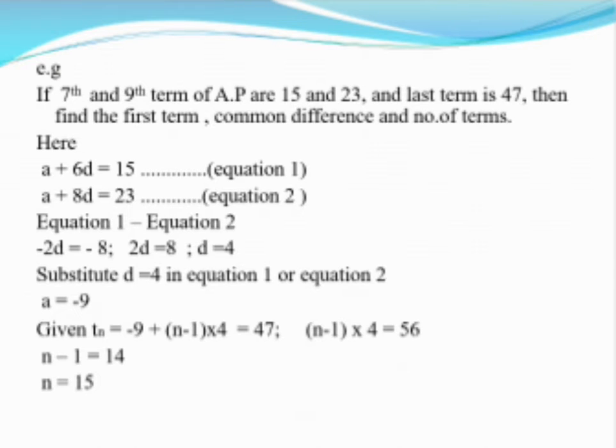Now we have a, d and the last term. So by using the formula Tn is equals to a plus n minus 1 into d, we can easily find out the number of terms. And in this question, by putting these values, we get n is equals to 15. I hope the formula of Tn is equals to a plus n minus 1 into d is familiar to all of you, and I hope it is clear how to use this formula and how to find the unknowns depending upon the given.